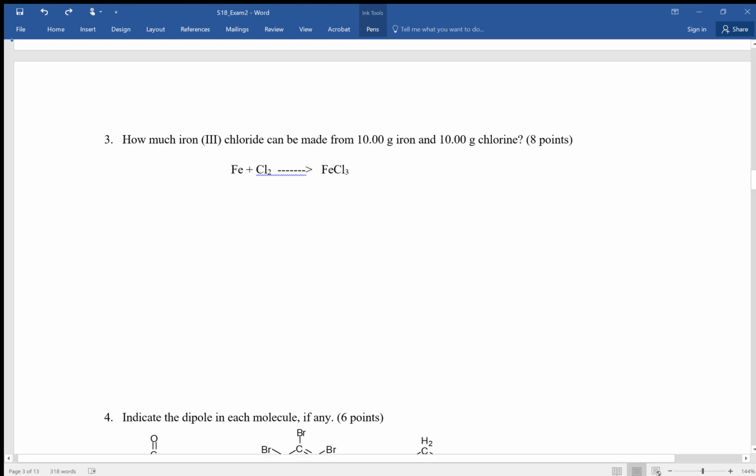Question 3 is a limiting reactant question. So we're trying to figure out if we have 10 grams of iron and 10 grams of chlorine, what's the total amount of iron chloride that can be made?